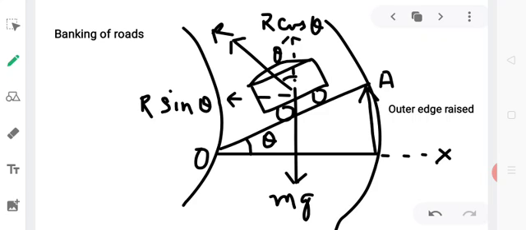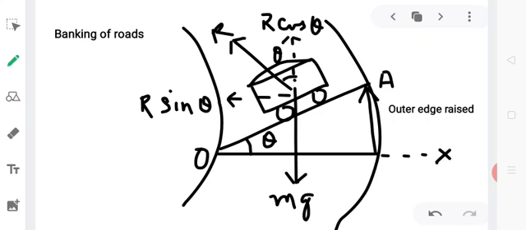A safer course of action would be to raise the outer edge of the curved road above the inner edge. By doing so, a component of normal reaction of the road shall be spared to provide the centripetal force. This phenomenon of raising the outer edge of the curved road above the inner edge is called banking of roads.